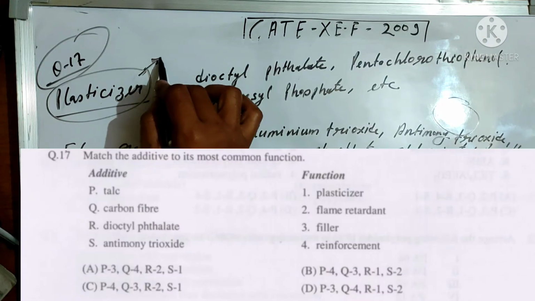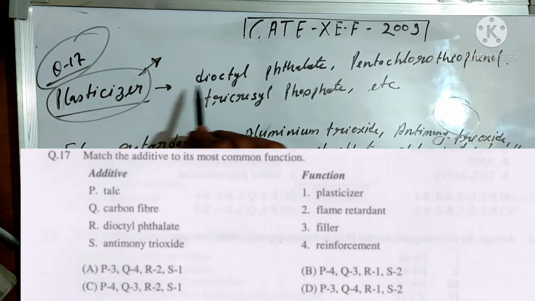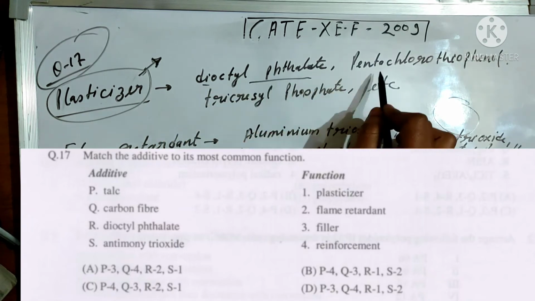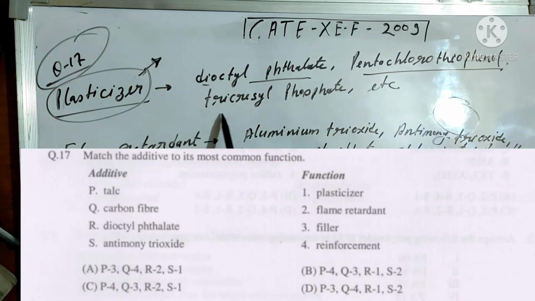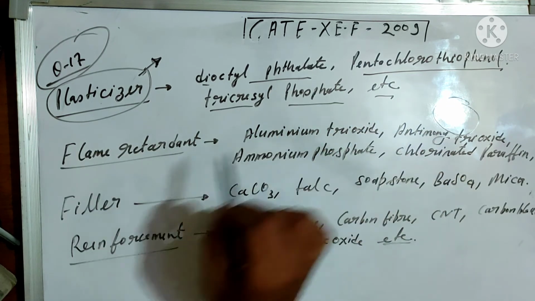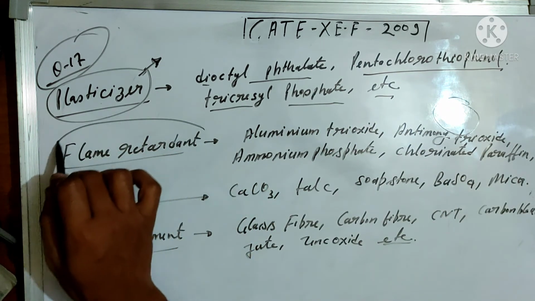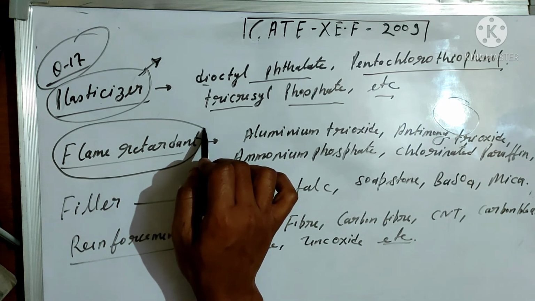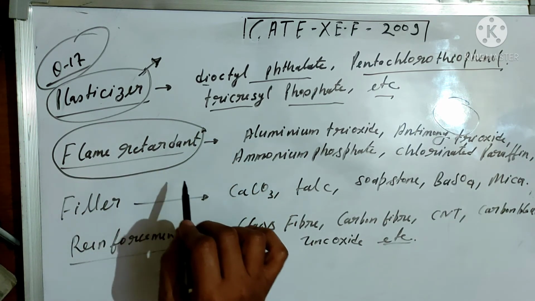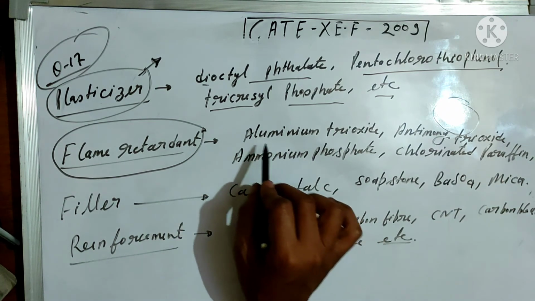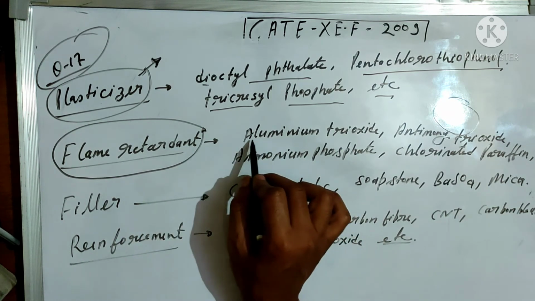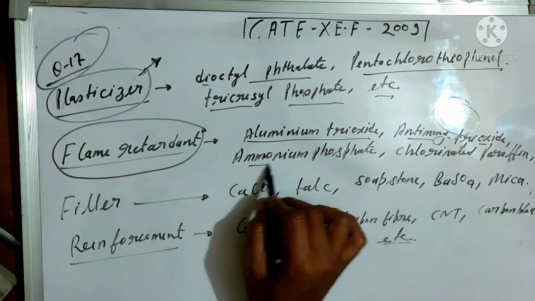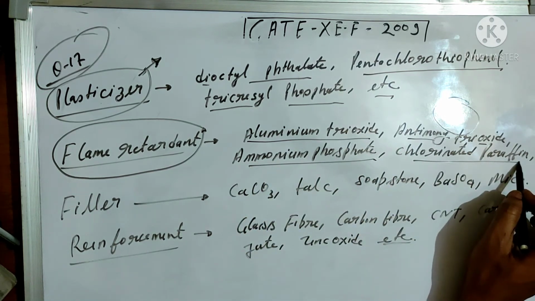Plasticizer is used to increase the flexibility in the polymer. Some examples of the plasticizer are dioctyl phthalate, pentachlorothiophene, and tricresyl phosphate. And the second, flame retardants. The flame retardant is one of the important additives to increase the flame retardancy of the polymer. Some examples of the flame retardant are ammonium trioxide, antimony trioxide, ammonium phosphate, and chlorinated paraffin.